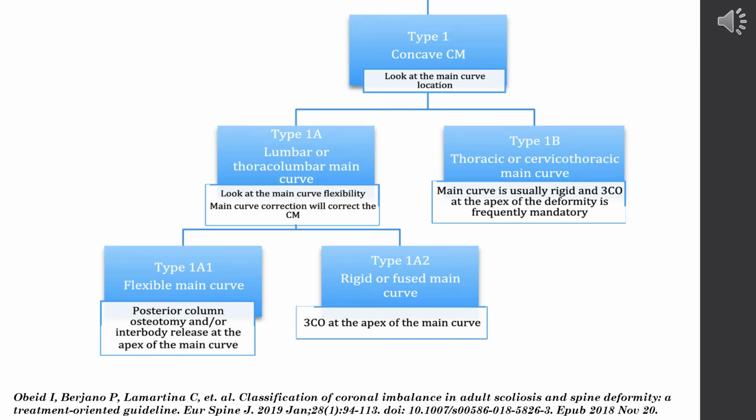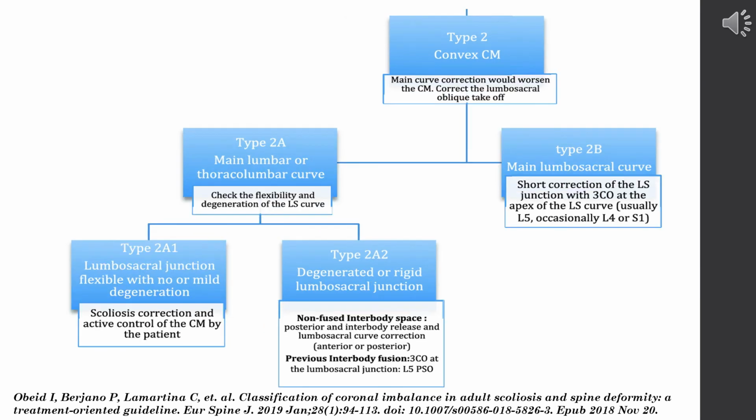Obeid recommends the following treatment for the different types of coronal malalignment. For type 1A1, posterior column osteotomy and/or interbody release at the apex of the main curve. For type 1A2, a 3-column osteotomy at the apex of the main curve, and for type 1B, a 3-column osteotomy at the apex. For type 2A1, Obeid recommends aggressive scoliosis correction with instrumentation and active control of the coronal malalignment by the patient.